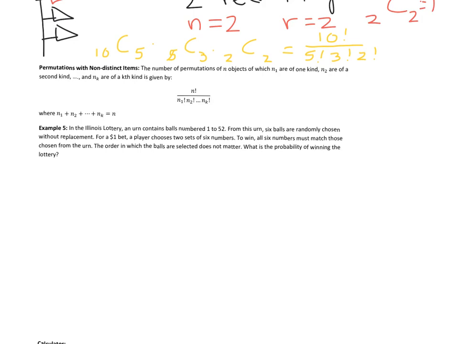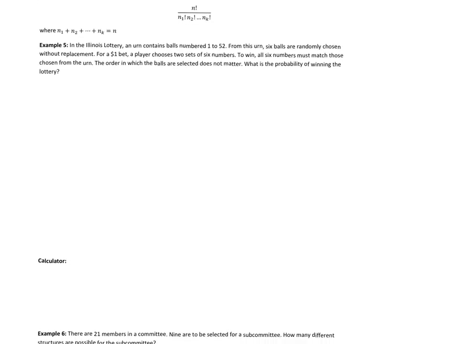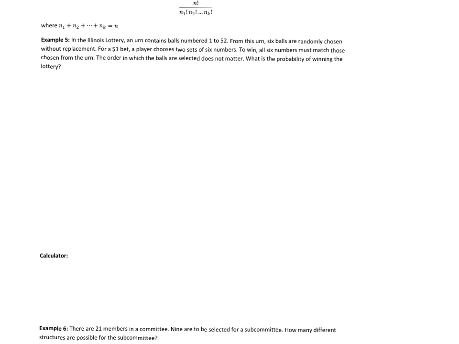Okay. So now let's see how this relates back to the classical method of probability. So let's look at this example. In the Illinois lottery, an urn contains balls numbered 1 to 52. From this urn, 6 balls are randomly chosen without replacement. I'm going to highlight as I go because I know that's a key word. Without replacement. 6 balls are chosen randomly.